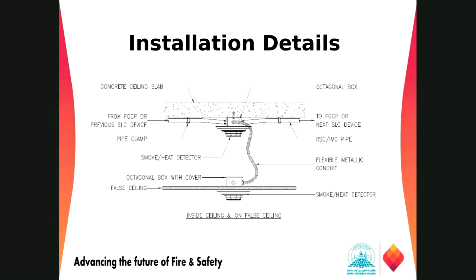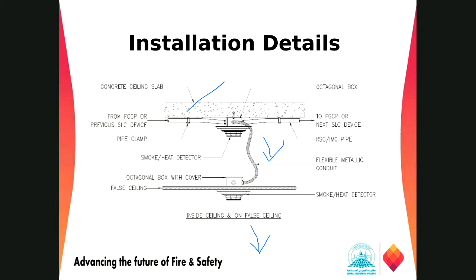Now move to the installation details, right? We have inside ceiling and on false ceiling. The contractor should provide us the installation details. So they have installed inside ceiling and on false ceiling. This is the false ceiling and this is the concrete one, the floor level, the roof level, right? And this is the false ceiling. So in this area they need a detector, inside the false ceiling also, in that vacant space, because they might use some combustible materials and all.